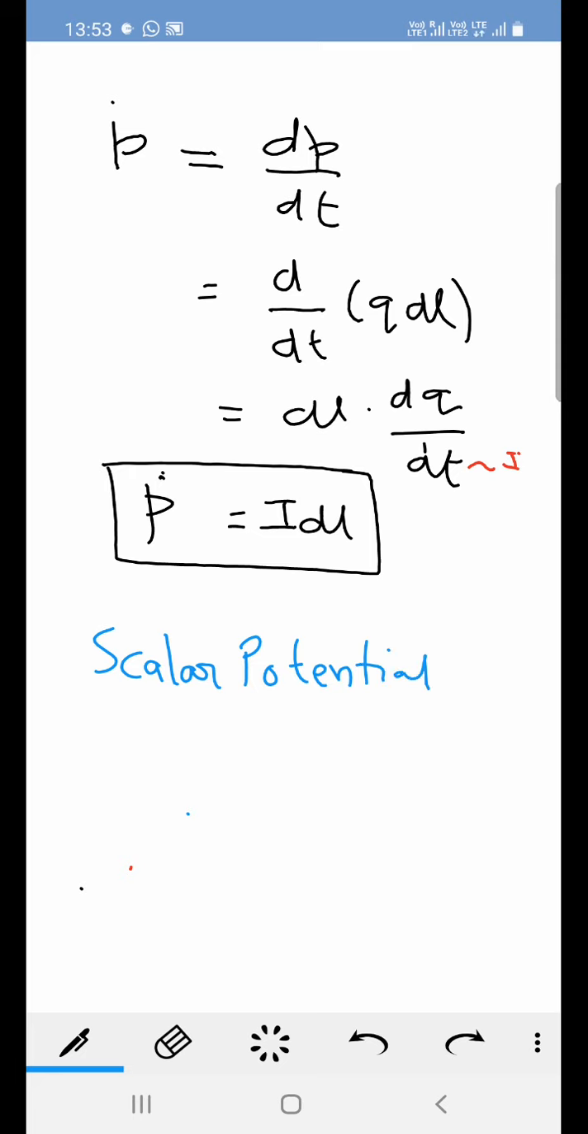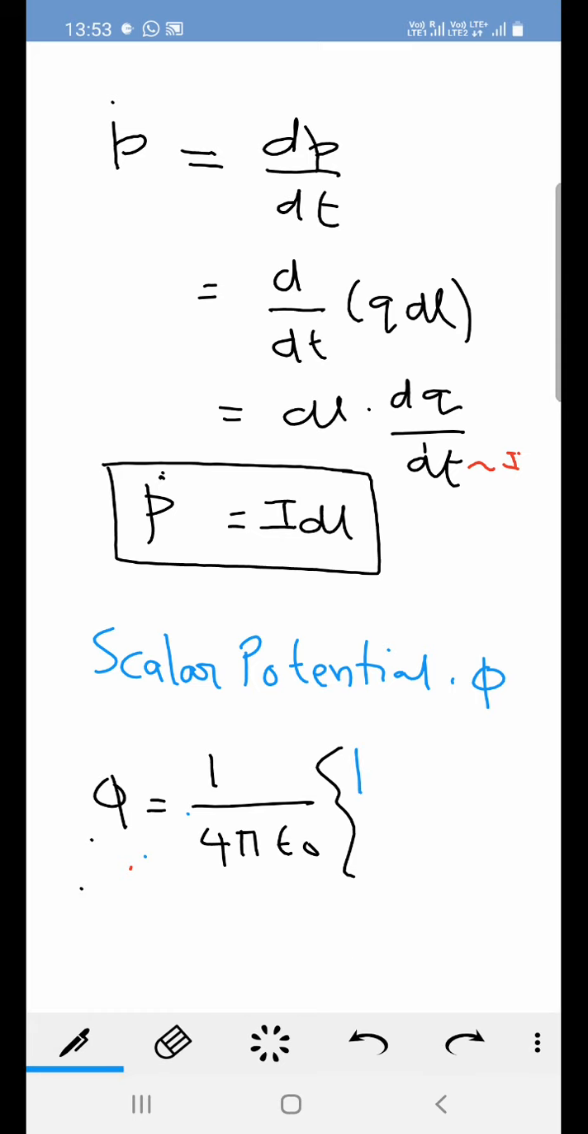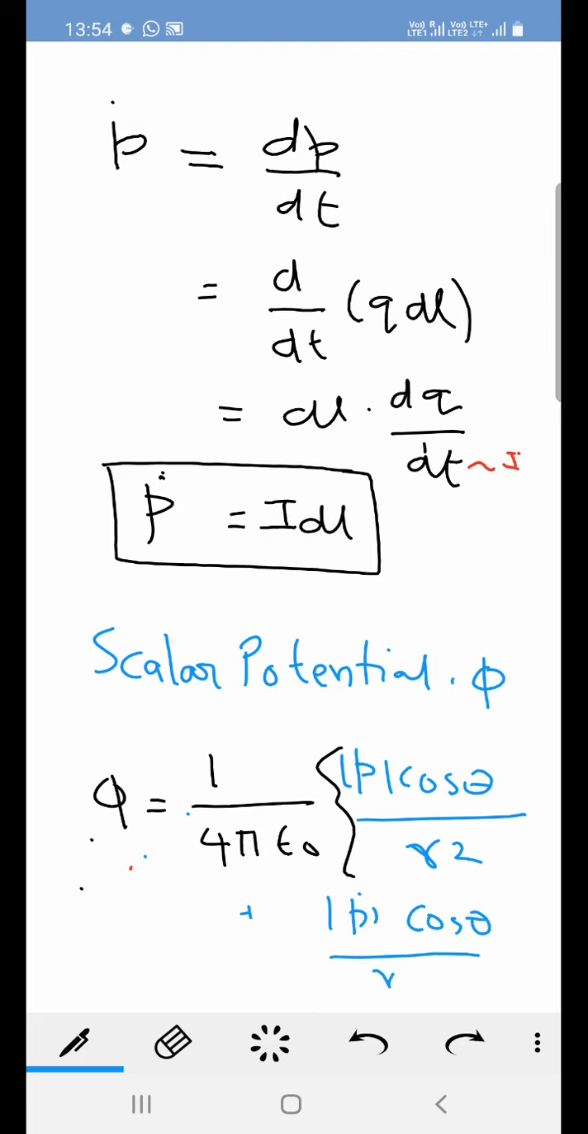phi, we have the following value: phi is equal to 1 by 4 pi epsilon 0 into p cos theta by r square plus p dot cos theta by r square.